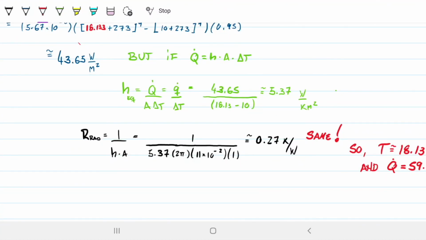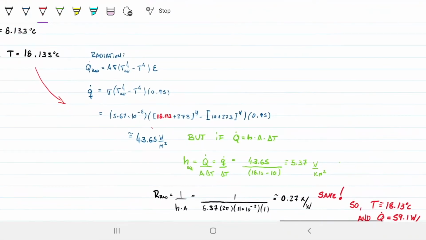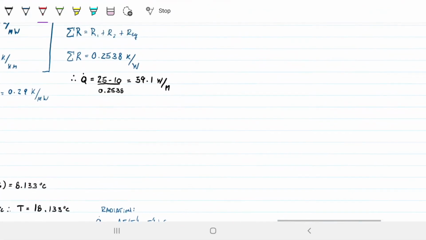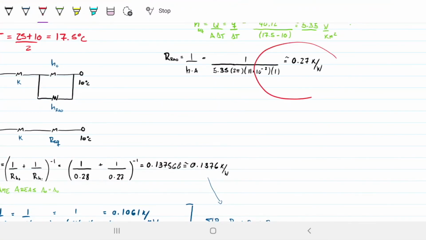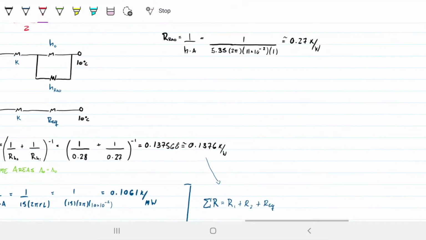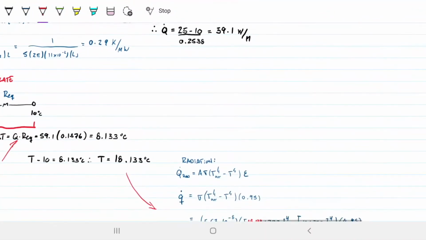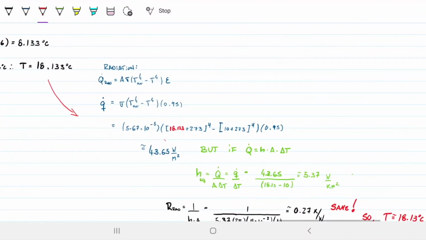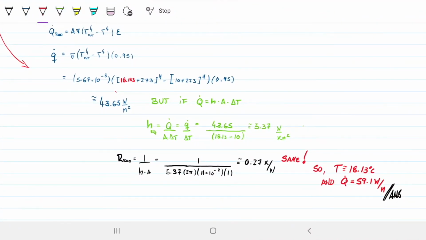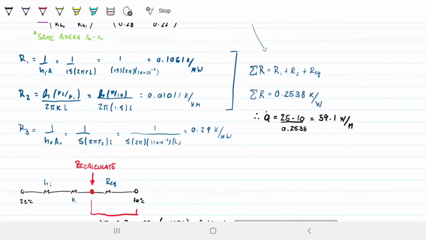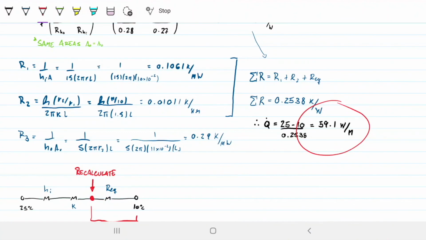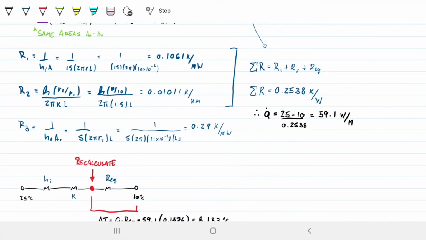Note that this is 0.27, just the same as the previous one I calculated. Where is it? The 0.27, where are you? Here you go. Just the same as the 0.27, so that means that from this point on, nothing's going to change. I'm going to keep getting 18.13 something. I'm going to keep getting Q as 59.1. Okay, so with only one iteration, or actually two iterations, you can see already this is working.